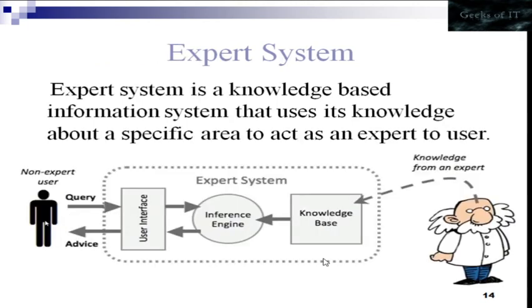Expert system. An expert system is a knowledge-based information system that uses its knowledge about a specific area to act as an expert to the user. Normally, an expert system has three main components. First component of an expert system is the user interface. It's the component through which the user interacts with the expert system. Second component of the expert system is the knowledge base.